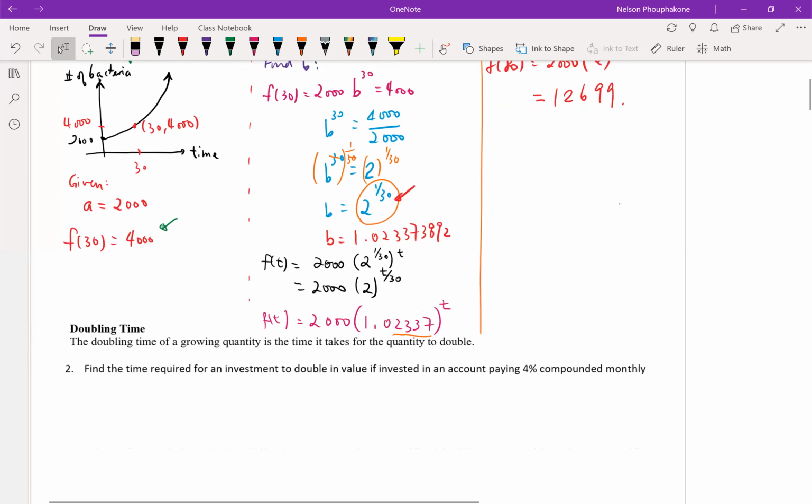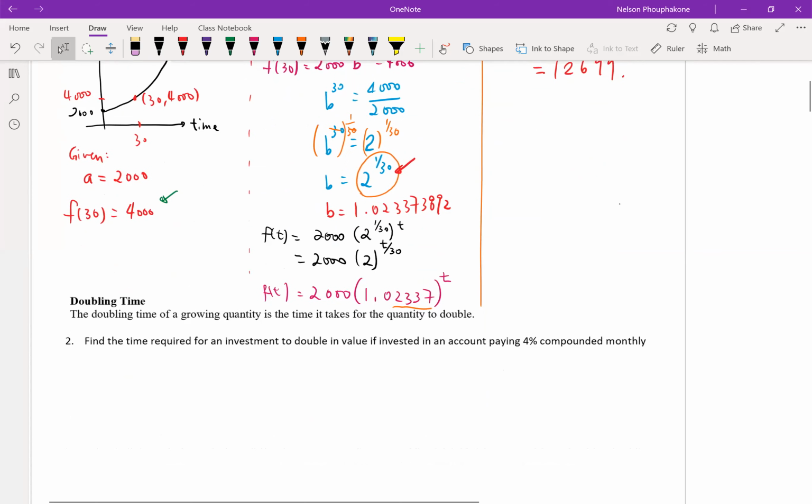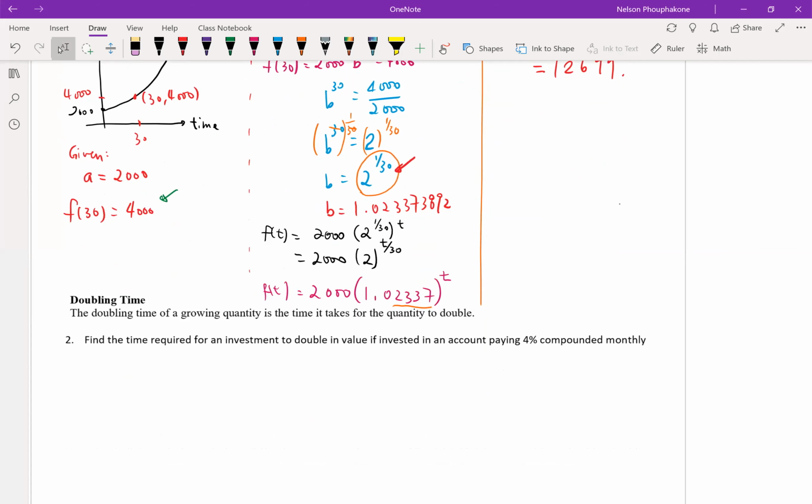Now the next terminology that I would like to introduce is the doubling time. Sometimes the problem just asks you, oh, I would like to find the doubling time. So what does this mean? The doubling time of the growing quantity is the time it takes for the quantity to double. Okay. So now based on this statement right here, what does this mean?